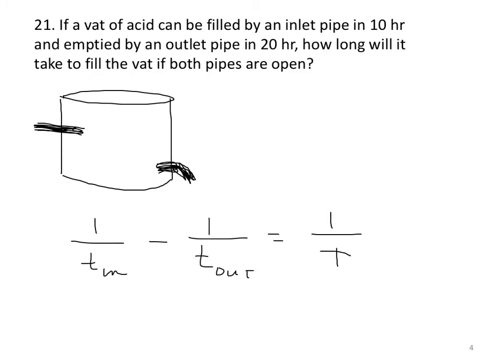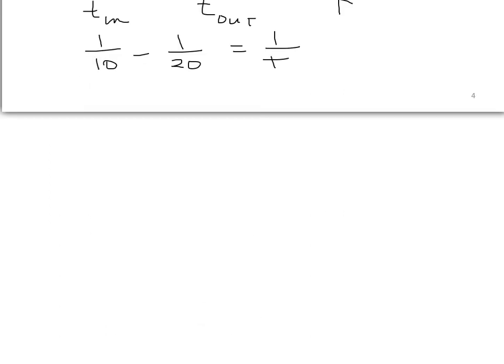So now this is like a work problem, except you have a subtraction involved. So we know that it takes 10 hours to come in, so we can just write 1/10, and it takes 20 hours to empty. That's 1/20. That's our equation that we're going to solve. So again, we're going to find the least common denominator, which in this case is pretty clear. It's 20t. So we're going to multiply everything by 20t.